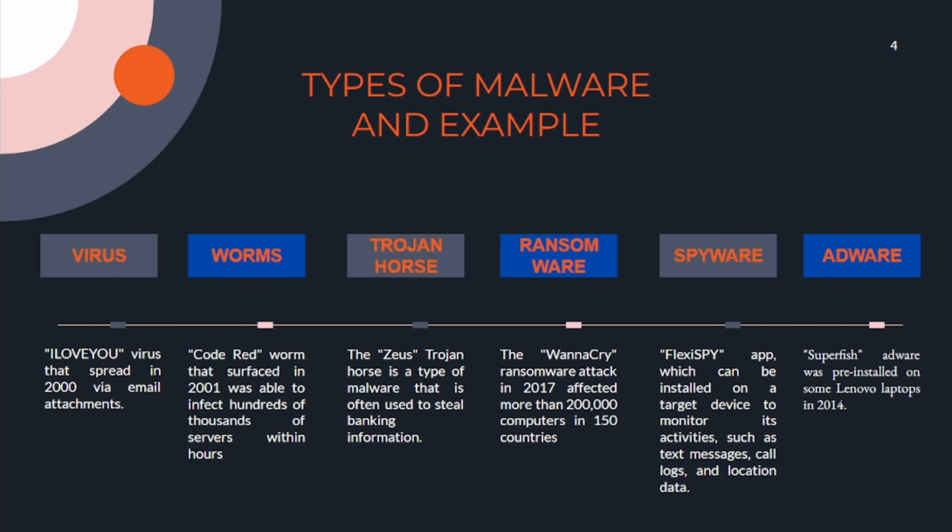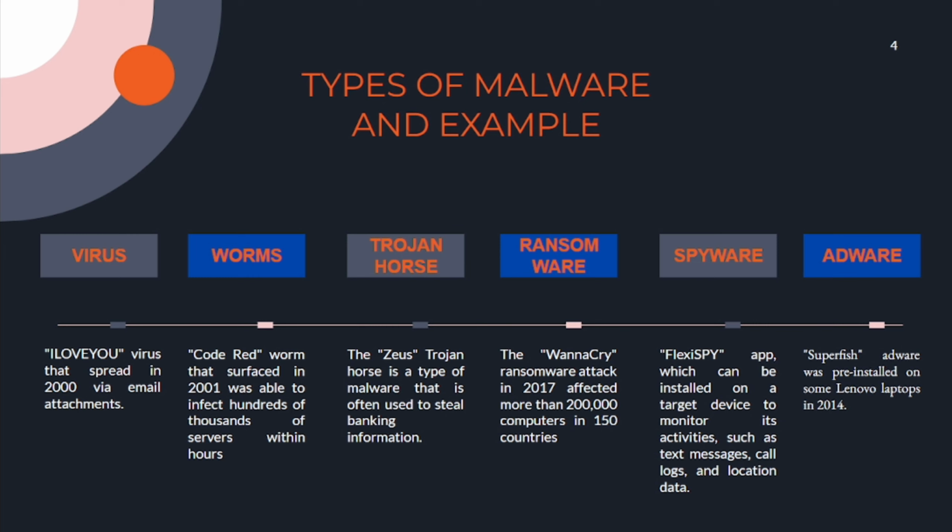The next one we have is Trojan horse. It can enter your system by downloading an application that you thought was useful but was malicious. Once a Trojan horse is inside your computer, it can do anything from recording your passwords by logging keystrokes to hijacking your webcam to watch and record your every single move. One example of a Trojan horse is the Zeus Trojan horse, a type of malware that is often used to steal banking information.